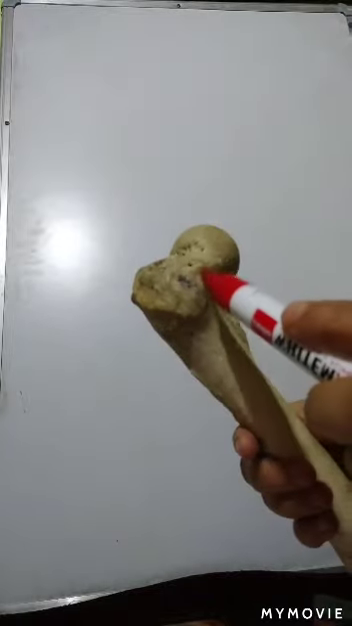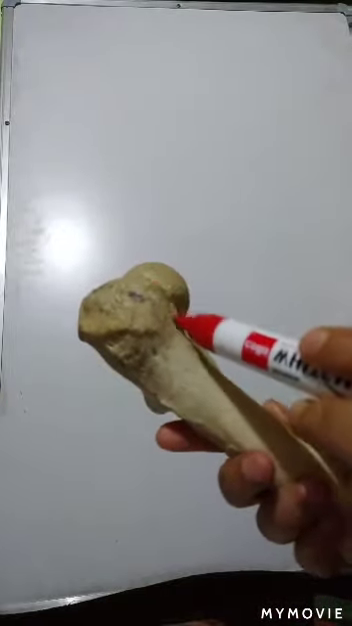Now the greater trochanter. The lateral aspect of the femur continues up as the greater trochanter. It has one upper border and three surfaces: the anterior surface, the lateral surface, and the medial surface.